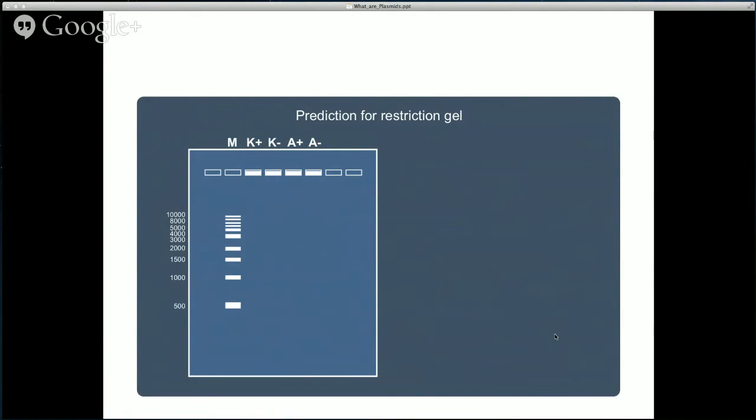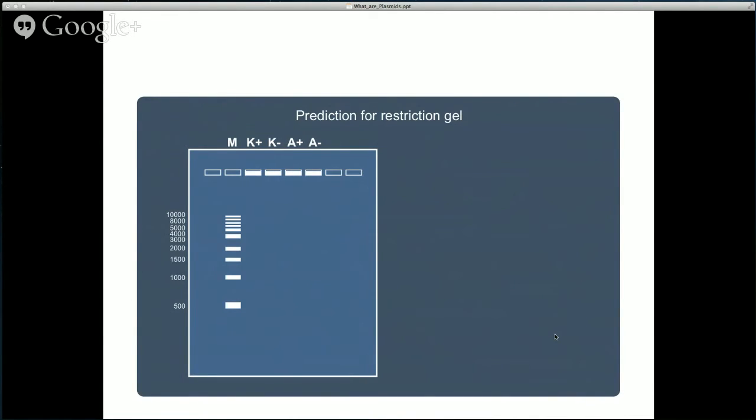The P-era, which is the A plus, is where you actually add in the restriction enzyme. And the A minus is our control. We have not added any restriction enzyme at all. Okay? So now what you're going to do is run electricity through this little gel.